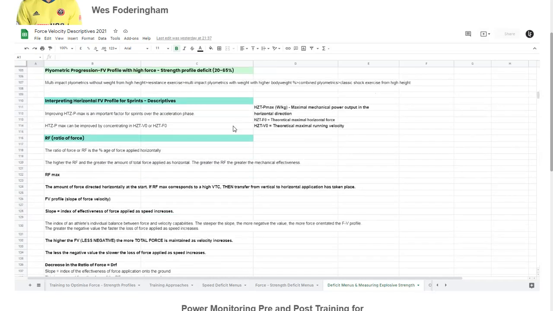And these are just some of the descriptives here, because force velocity programming can be really heavy going, just to get used to the language. And so here, this is the maximum mechanical power output in a horizontal direction, the theoretical maximal horizontal force, theoretical maximum running velocity. Again, just some descriptives here.